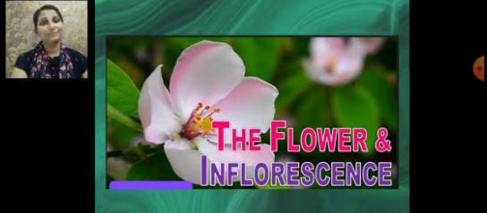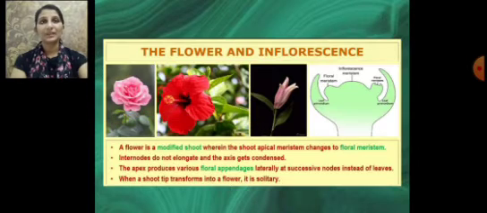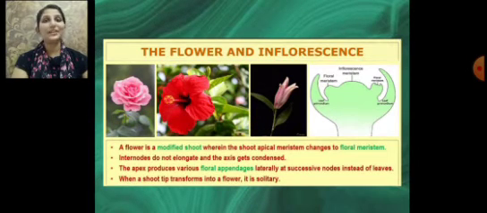What is a flower or how is it developed? The flower is a modified shoot. We know shoot is the above ground part of the plant, and the flower is a modified shoot wherein the shoot apical meristem, which is present at the tip of the shoot, normally functions to produce leaves. And when this shoot apical meristem terminates into a floral meristem, it produces a flower.